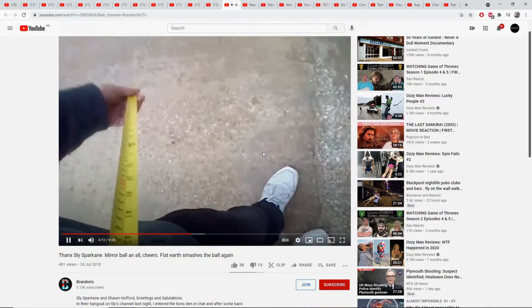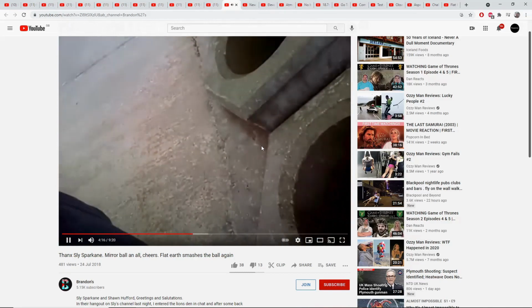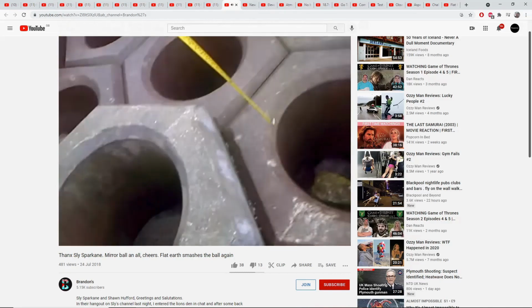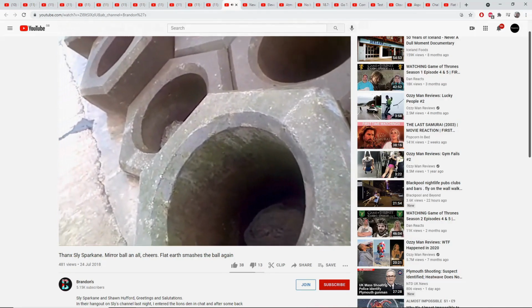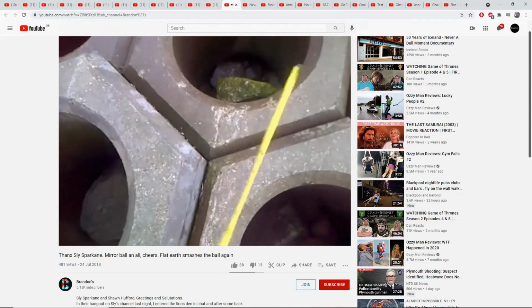So here I am again down at the beach. It's titled Thanks Sly Sparkane, Mirrorball and All Cheers. And what I'm actually doing here again is I'm getting my tape measure out and trying to be as scientific as I possibly could with all my calculations and measurements. So I knew exactly to within, let's say, half a foot. There is a bit of margin for error with all of these things. But of course, I was trying to do it as best as I could.